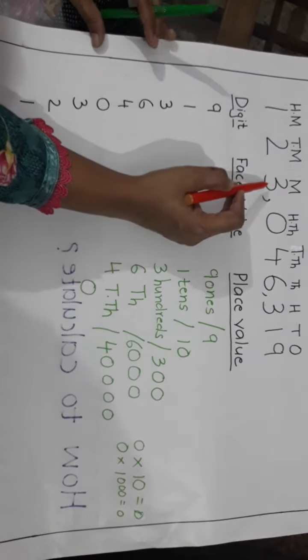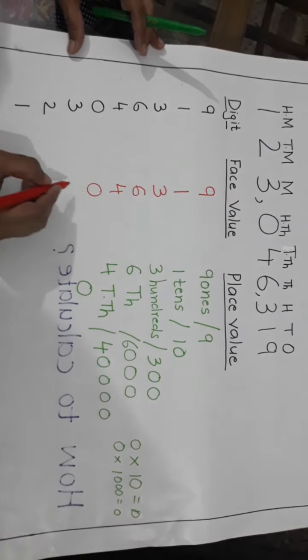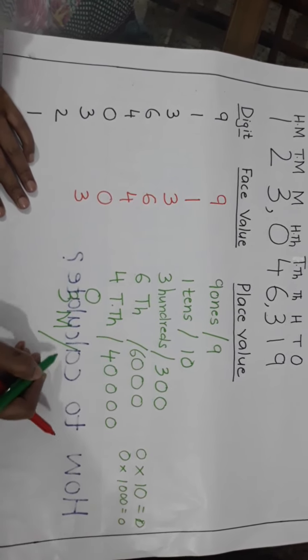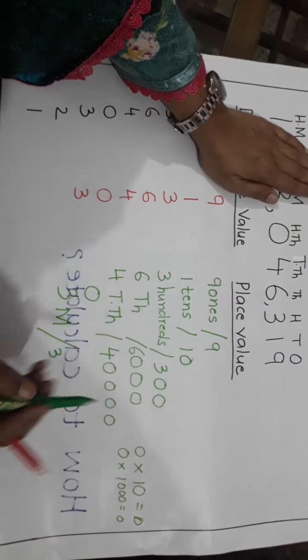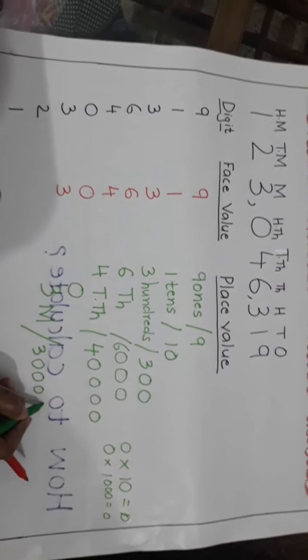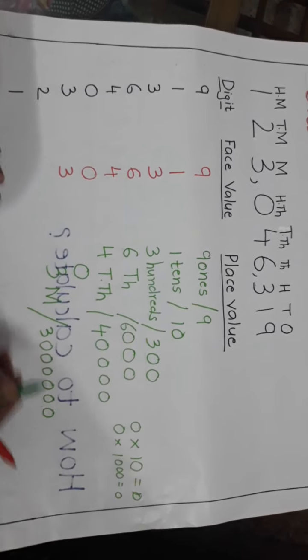Now look at this 3. So what is the face value? 3 itself. But what will be the place value? It is 3 million. Cover the 3 and check: 1, 2, 3, 4, 5, 6 zeros.